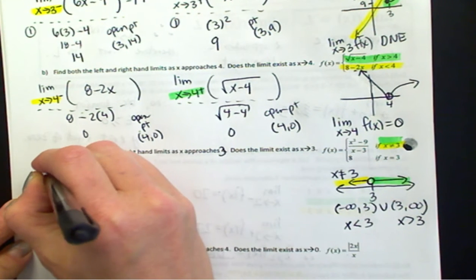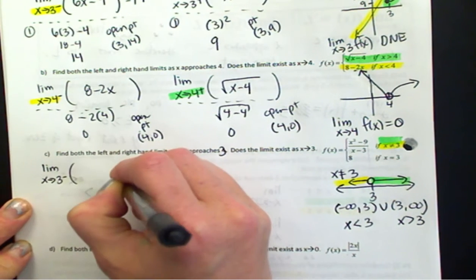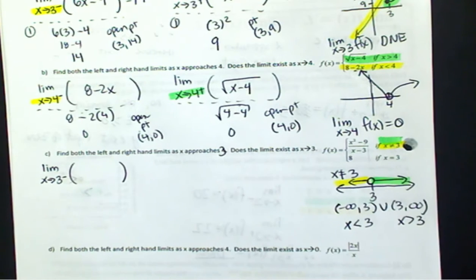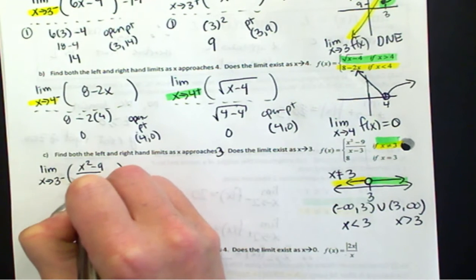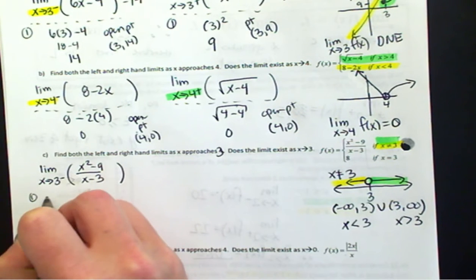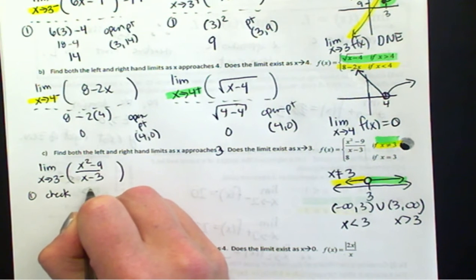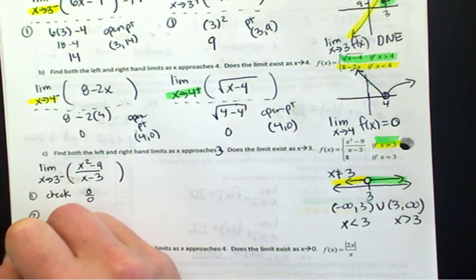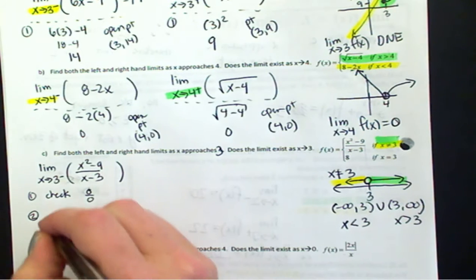The limit as x approaches 3 from the left is the top portion. Now my first step is check, right? Plug in 3. The steps don't change with the limit statement. You still check it and then decide what to do next. So I get 0 over 0. Factor and reduce because that's a polynomial.